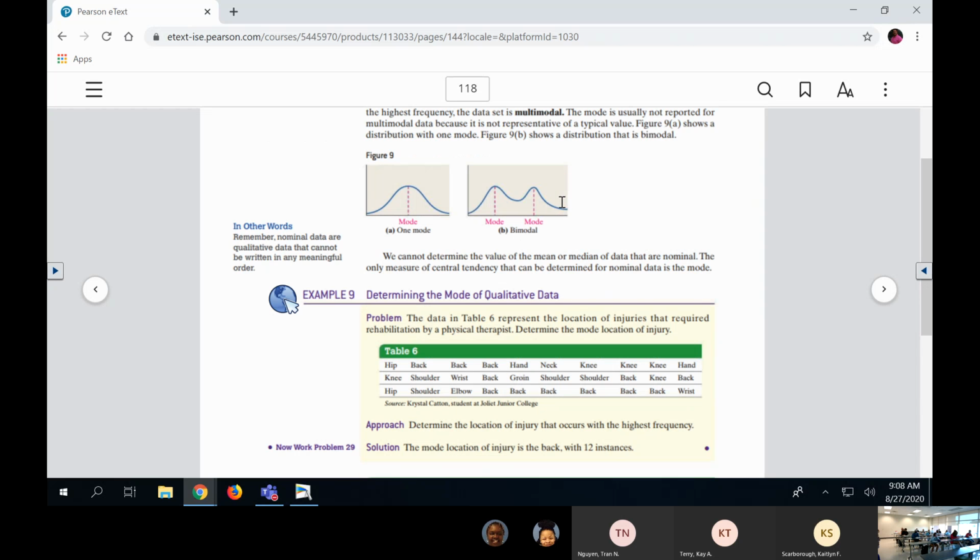Bimodal, you can have 2 modes, you can have 3 modes. I'm not going to worry too much about that because I don't test you much on the mode except for those previous 2 questions. The ones that said 0 and no mode, that's about the extent of me testing.